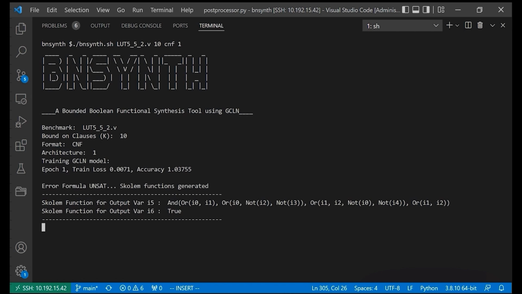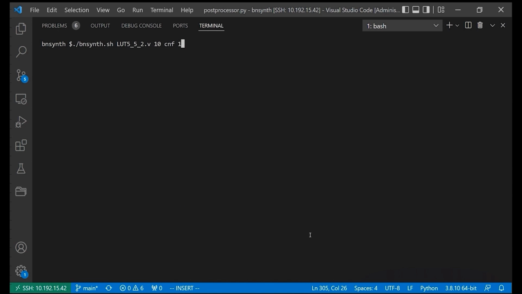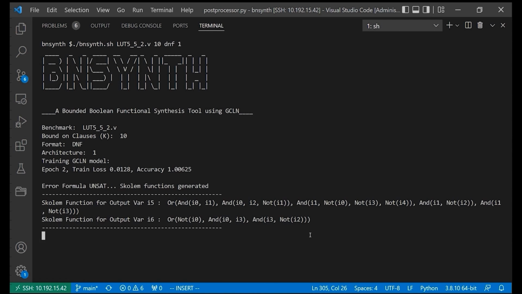Once the training is done and the error formula is UNSAT, we get the skolem functions for the corresponding output variables. In the table below, we show the comparison of our tool BNSynth with Manthan. One can clearly see that BNSynth gives 3 times improvement on the number of clauses and 4 times improvement on the number of literals compared to Manthan. Similarly, one can also run BNSynth for the DNF case by changing the argument from CNF to DNF. In this case, we get the skolem function in the DNF format. At this point, we don't compare BNSynth and Manthan for the DNF case.